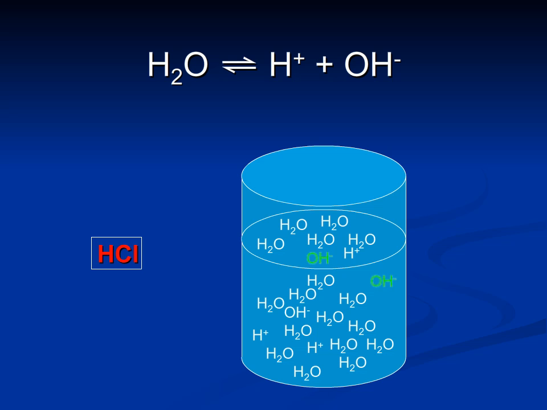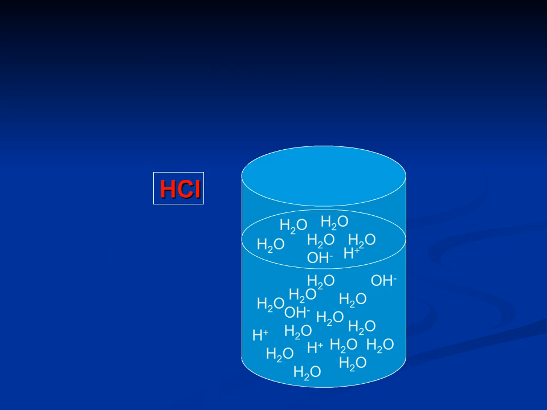Okay, back to the acid. So if we put hydrochloric acid into water, it will dissociate into hydrogen and chlorine ions. As you can see, this results in an increase of hydrogen ions. Now, which one increased the hydrogen ion concentration? Right, an acid.